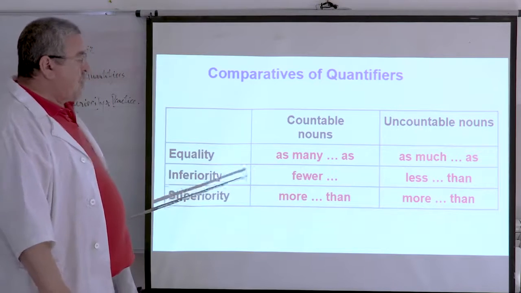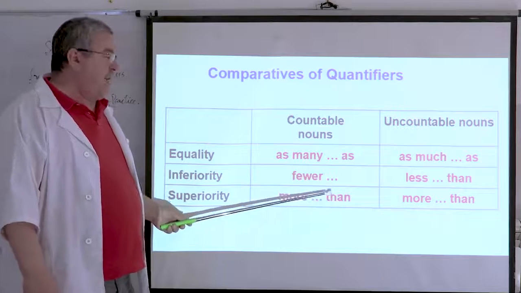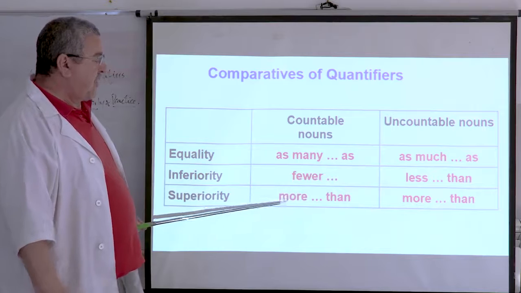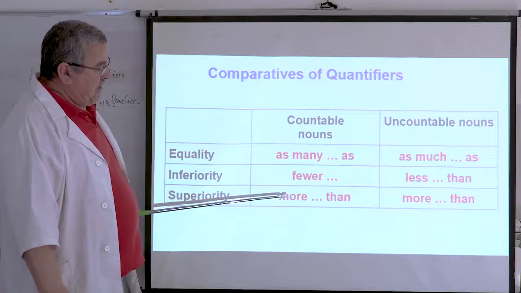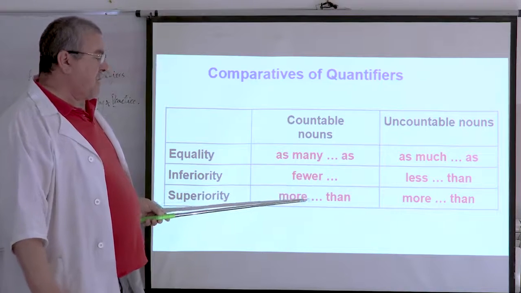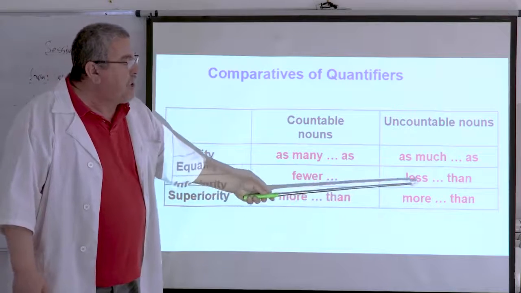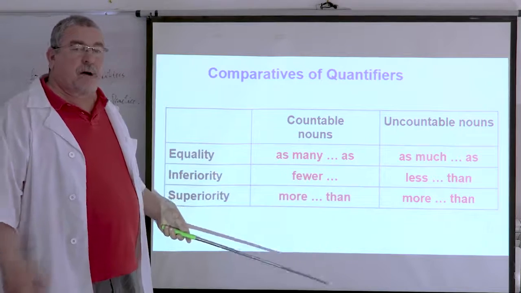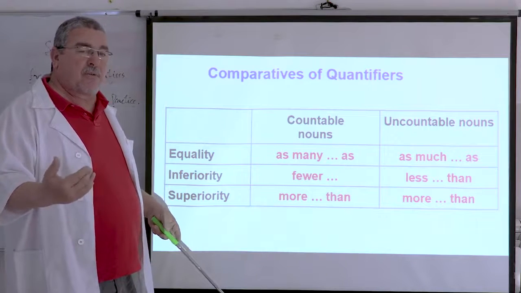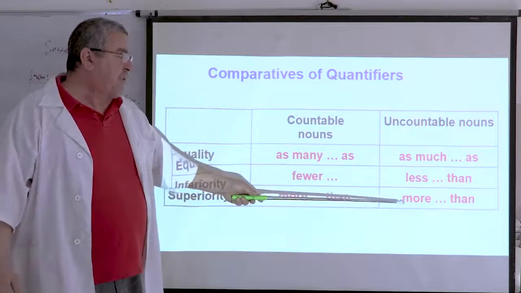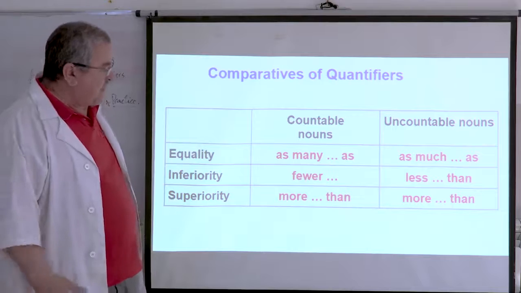Superiority now, there is no difference for superiority. We can use more than for the two. So we will say more inhabitants than. For instance, there are more inhabitants in Algeria than in Tunisia, and more money than. If you're talking about the sum of money you have and the one that your friend has, you can say, for example, I have more money than my friend.